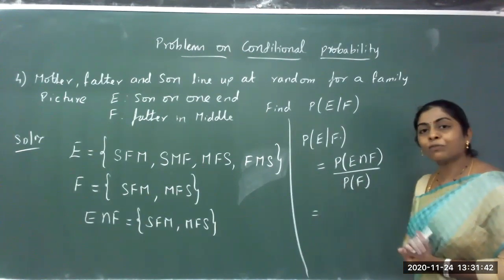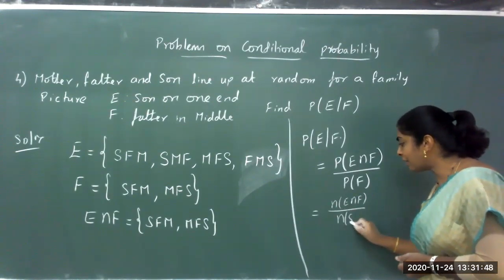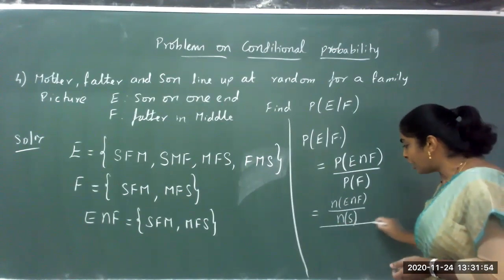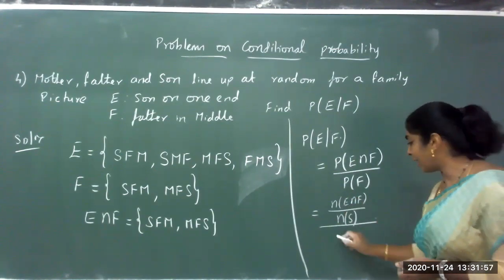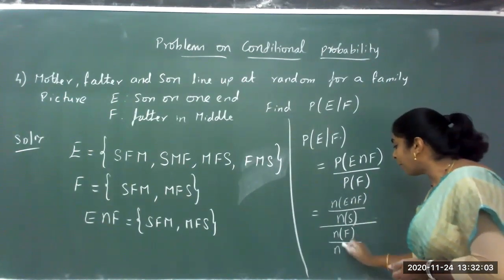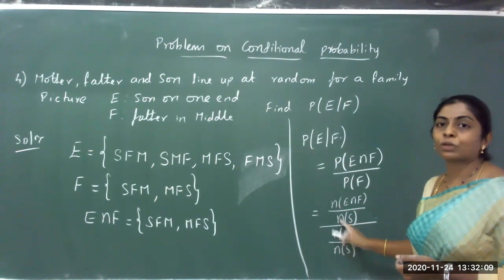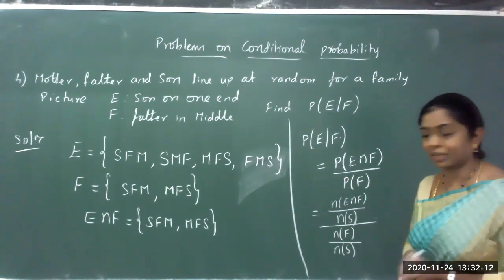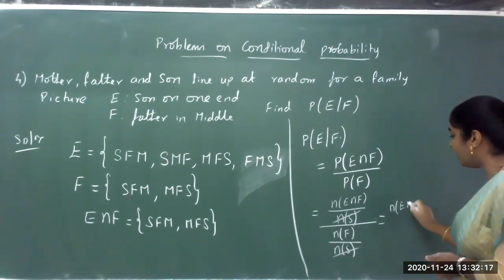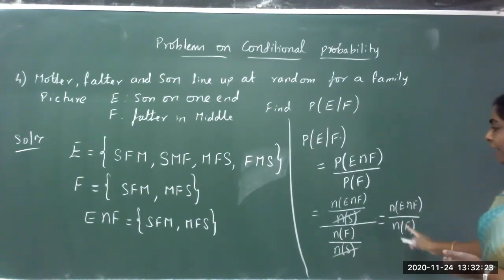Now, the probability of E intersection F is the number of favorable outcomes of E intersection F divided by the number of elements in the sample space, that is the total number of outcomes. This is divided by the probability of F, which is the number of favorable outcomes of F divided by the number of elements in the sample space. Number of favorable outcomes divided by total outcomes is the definition of probability that I have used. Now the number of elements in the sample space cancels, leaving the number of elements of E intersection F divided by the number of elements of F. That I can easily obtain.